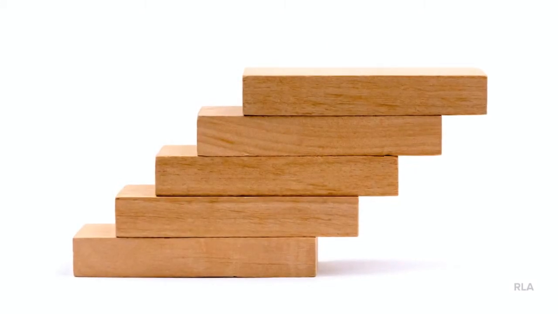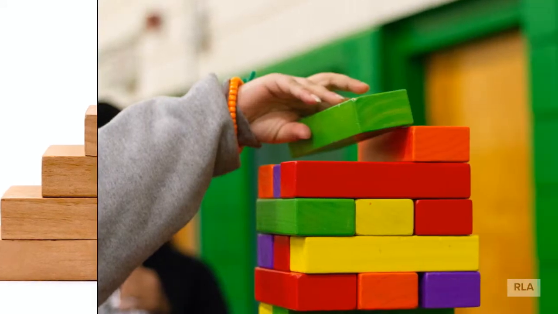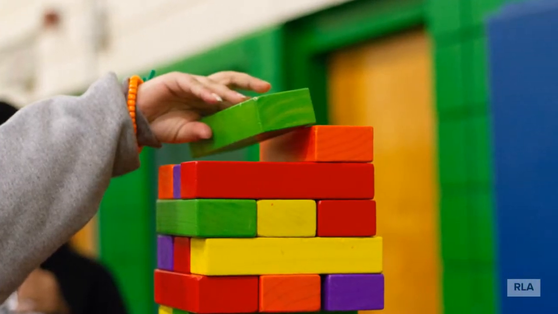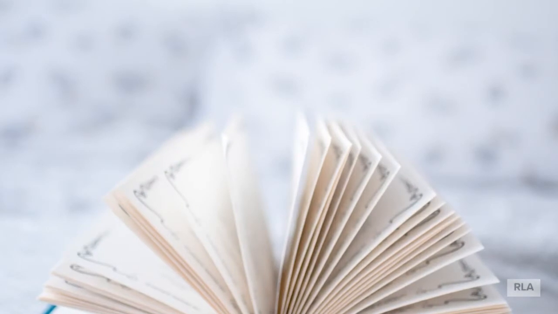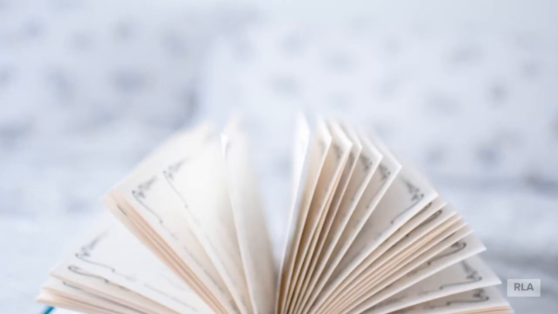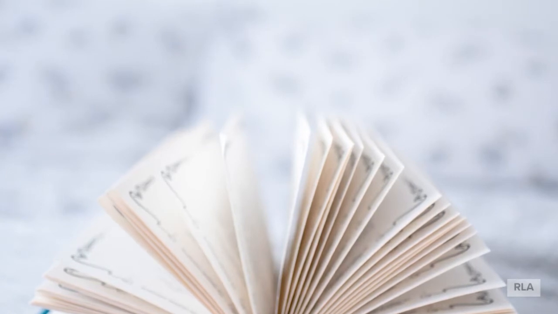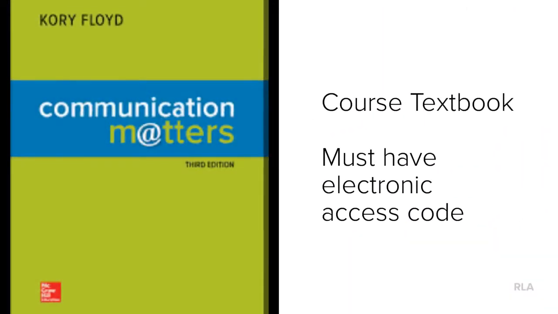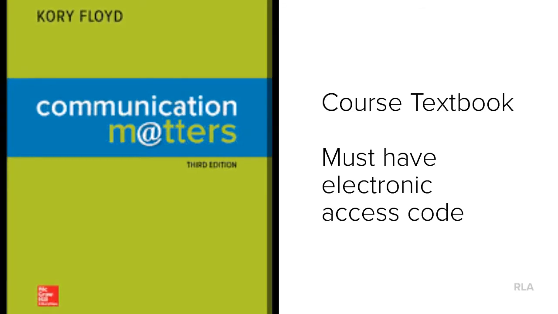We'll become a better communicator by completing different modules throughout the course. Learning modules will contain a number of different types of activities. One activity that will be contained in many learning modules are activities related to your e-book for the course. The textbook for this course is Communication Matters by Corey Floyd, the 3rd edition. This is through McGraw-Hill Learning, and we will use the electronic McGraw-Hill access code for this course.